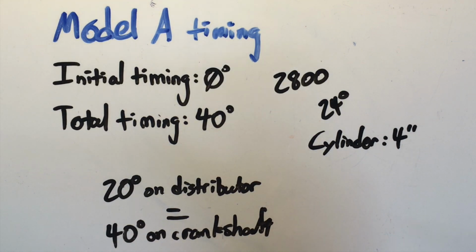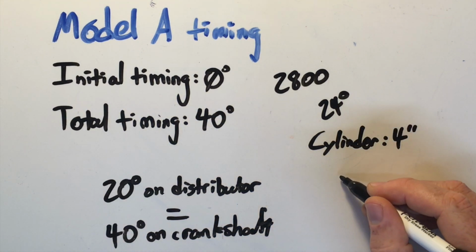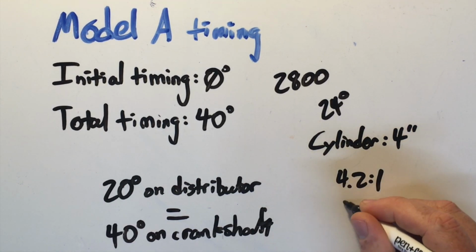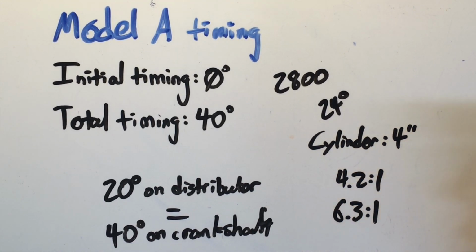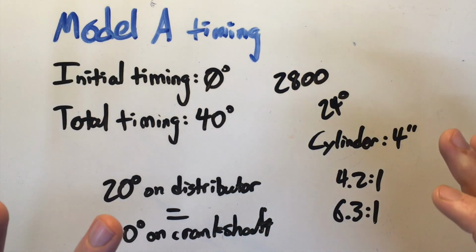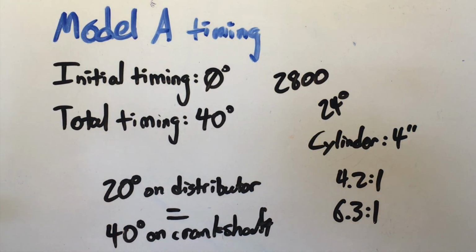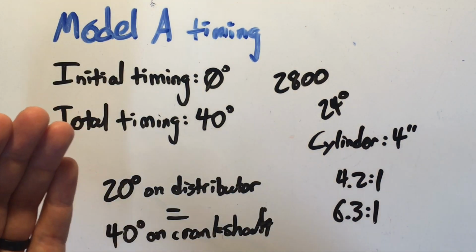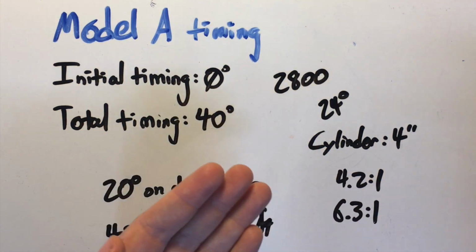The second reason is that the Model A uses really low compression, 4.2 to 1. The V8s that replaced it typically use 6.3 to 1. The lower the compression, the longer the burn takes, because the molecules of oxygen are farther apart from each other, and because with lower compression, this is kind of getting into the weeds, but there are more exhaust products mixed in with the fresh intake air. All of that causes the oxygen molecules to be farther apart. It takes the burn longer to jump from one to the next.